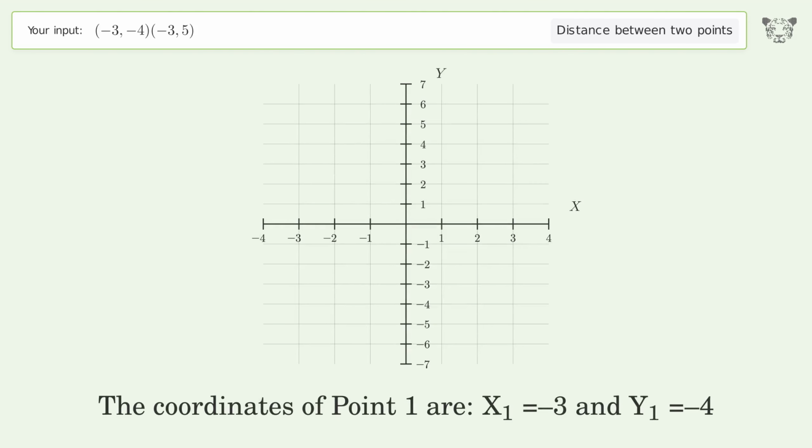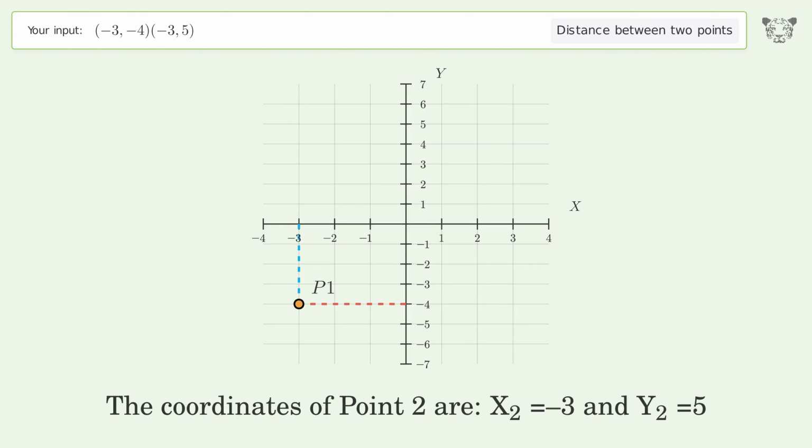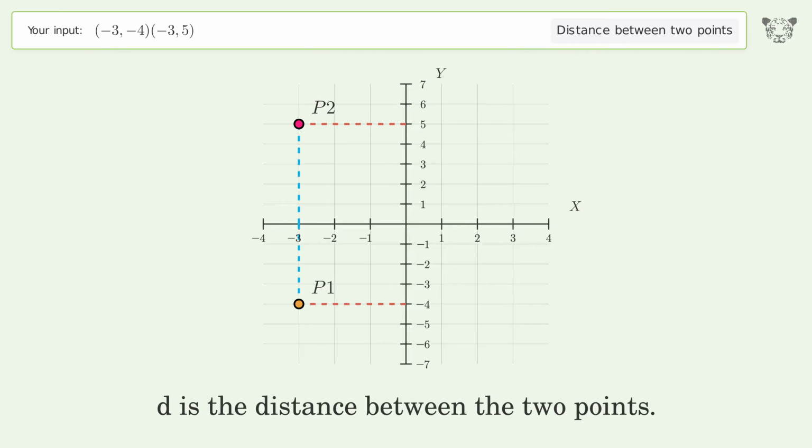The coordinates of point 1 are x1 equals -3 and y1 equals -4. The coordinates of point 2 are x2 equals -3 and y2 equals 5. D is the distance between the 2 points.